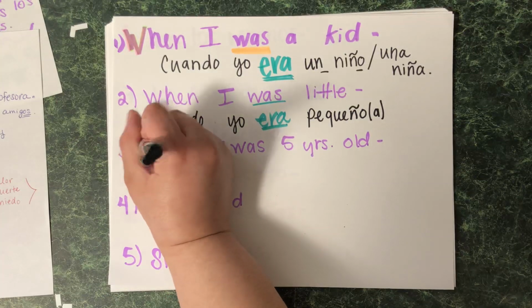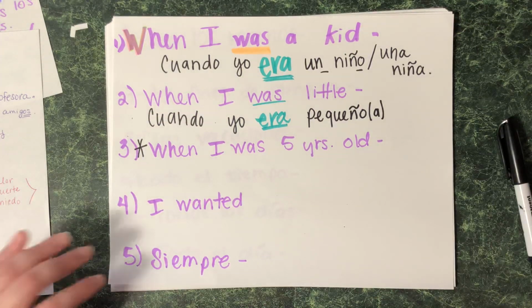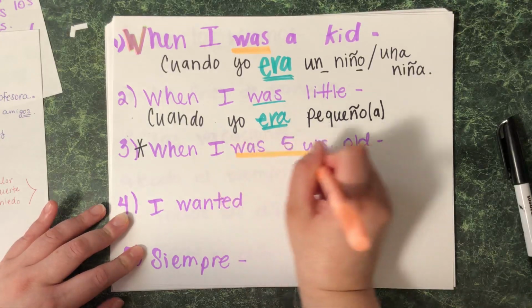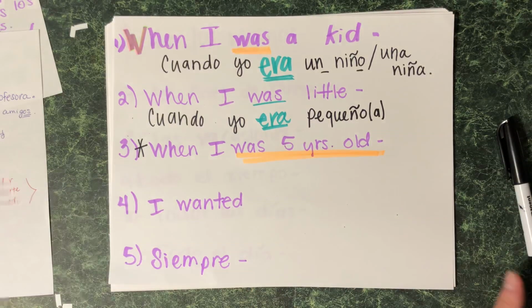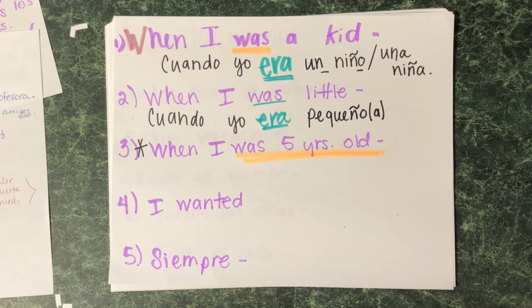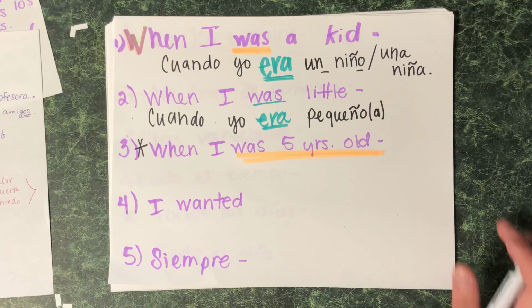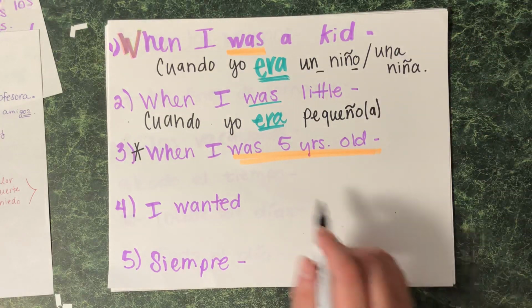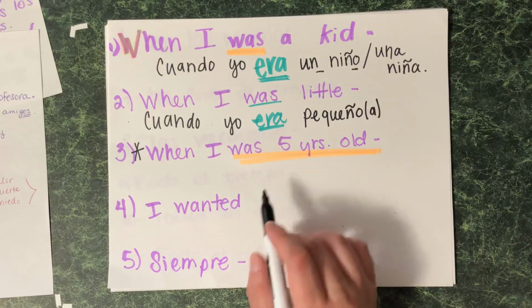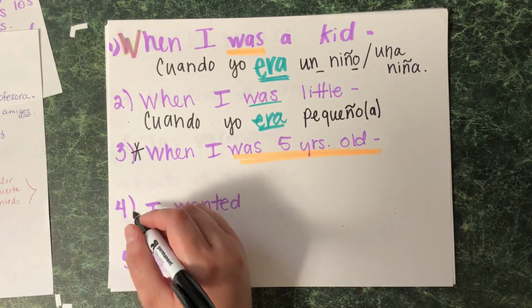When I was 5 years old. I want you to put a star on this one. Okay? To talk about your age, to be so many years old. How do you say I am 15 years old? I am 16 years old. What verb do we use? We use the verb tener. Remember that you say tengo 16 años when they ask you, ¿cuántos años tienes? How old are you? Tengo 15 años. Tengo 16 años. Tengo 17 años, etc. So, to be so many years old, you have to use the verb tener, guys. So put a star on that one.